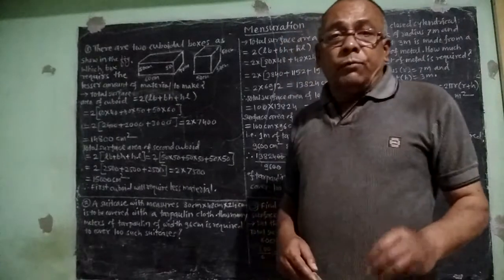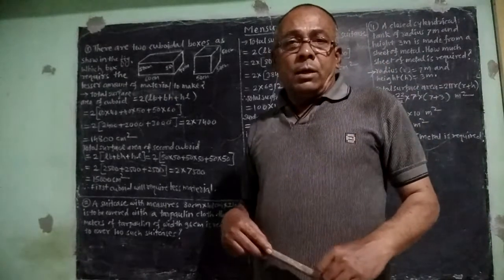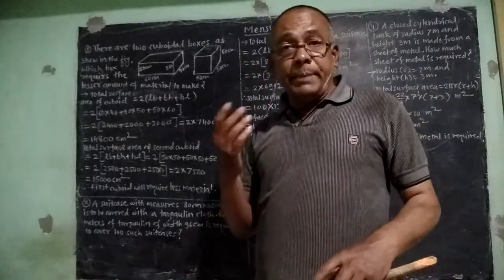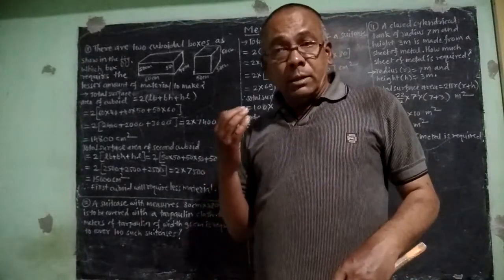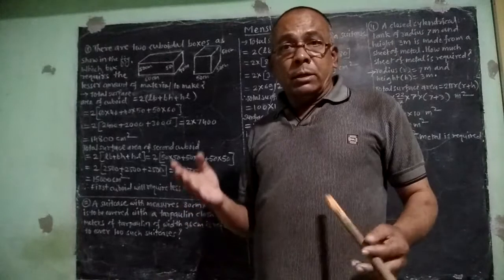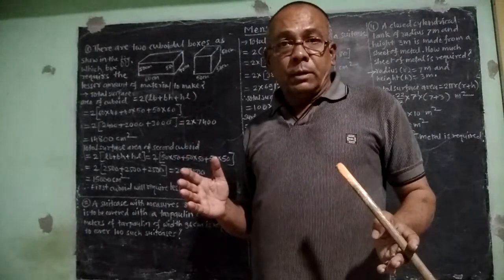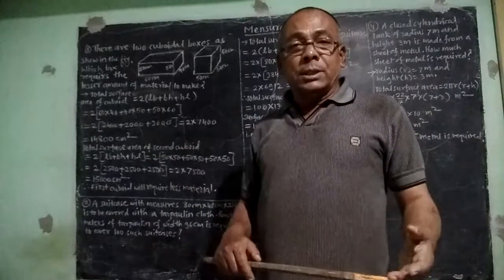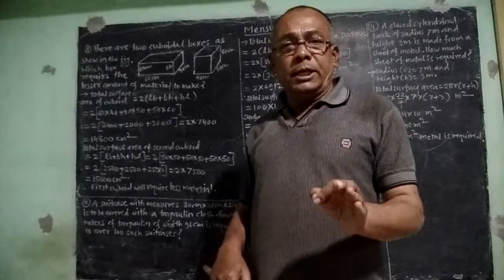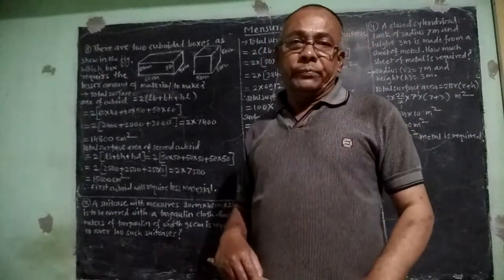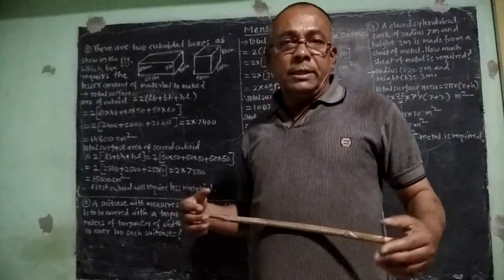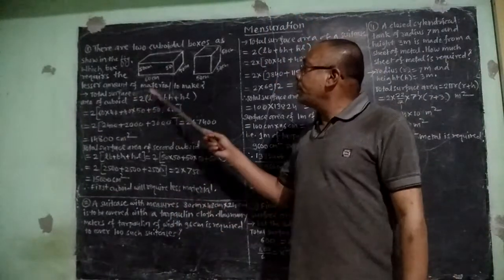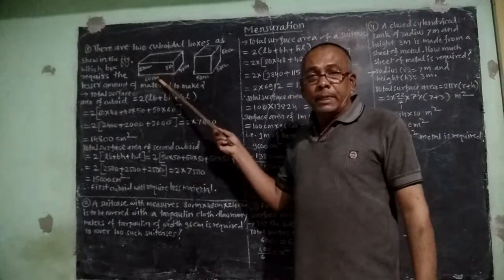If we are asked to find how much amount of material, that is metal sheet or paper or wood, or the cost of coloring the surface is asked, then we must find the surface area of the given solid figure or solid shape. Here, first of all, we will find the total surface area of the first figure.